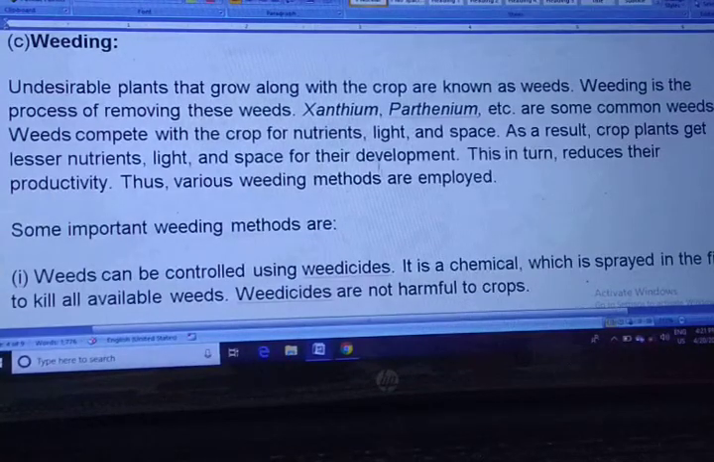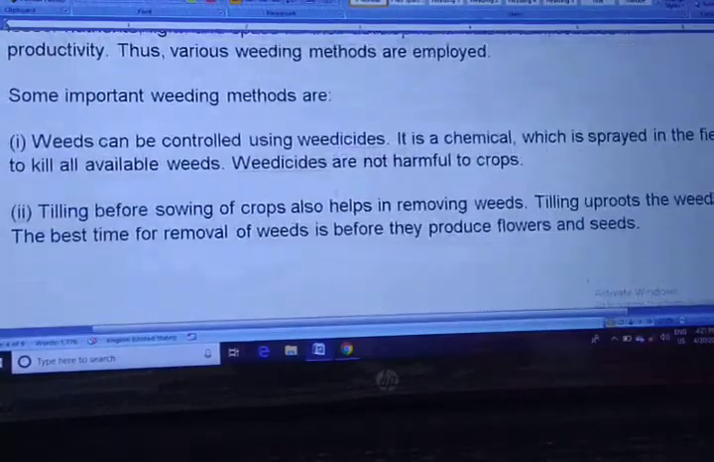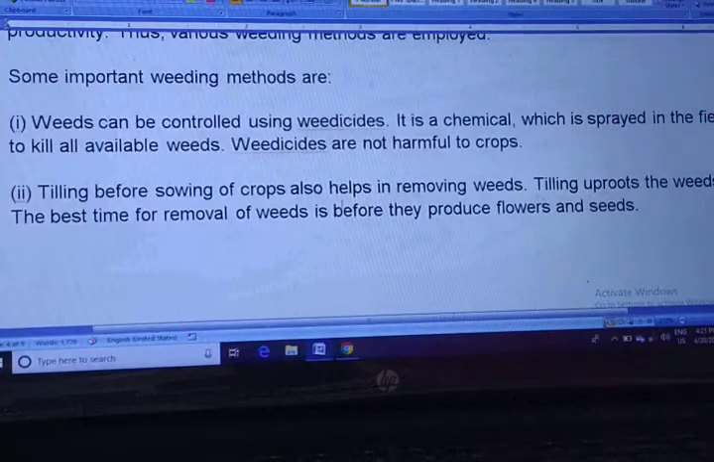Some important weeding methods are, as I'm showing you in the answers. First, weeds can be controlled using weedicides. It is a chemical which is spread in the field to kill all available weeds. Weedicides are not harmful to the crops. What happens when there are unwanted plants? We can bring some pesticide, some chemicals. This will kill the unwanted plants. They will not harm our crops, but they will kill the unwanted plants.